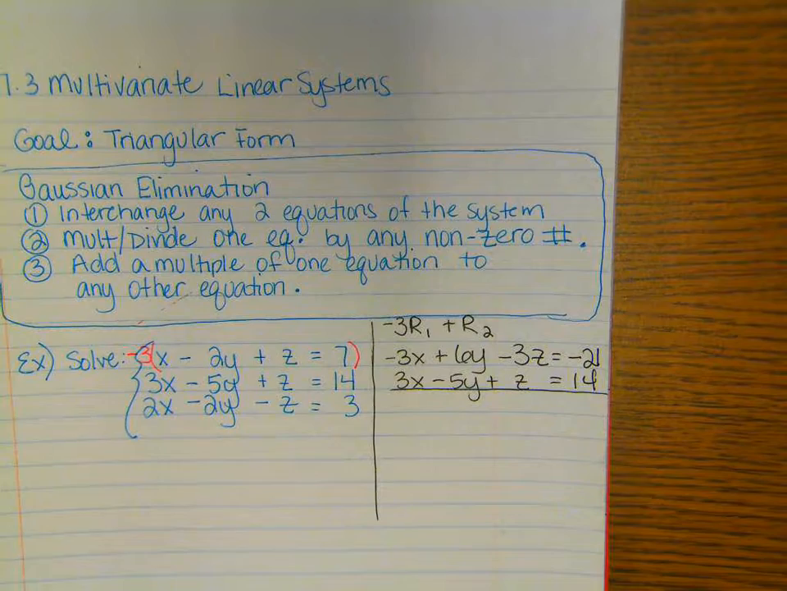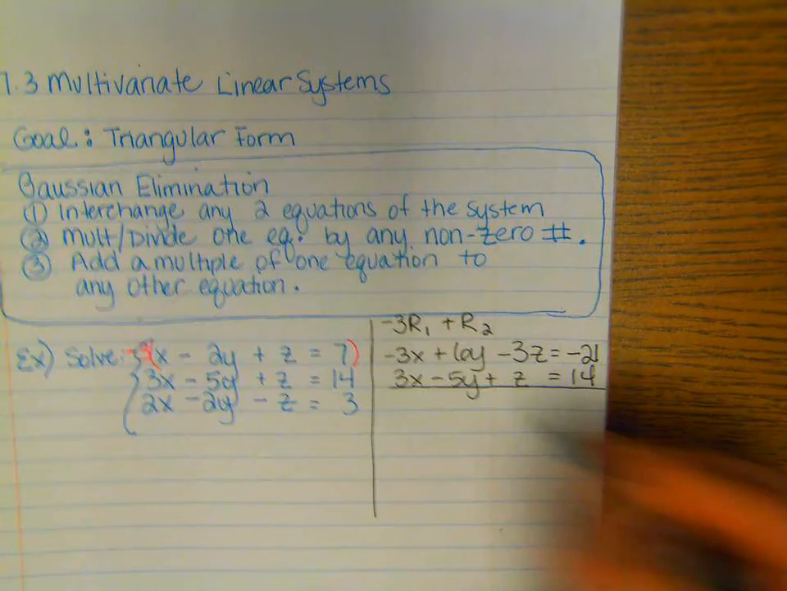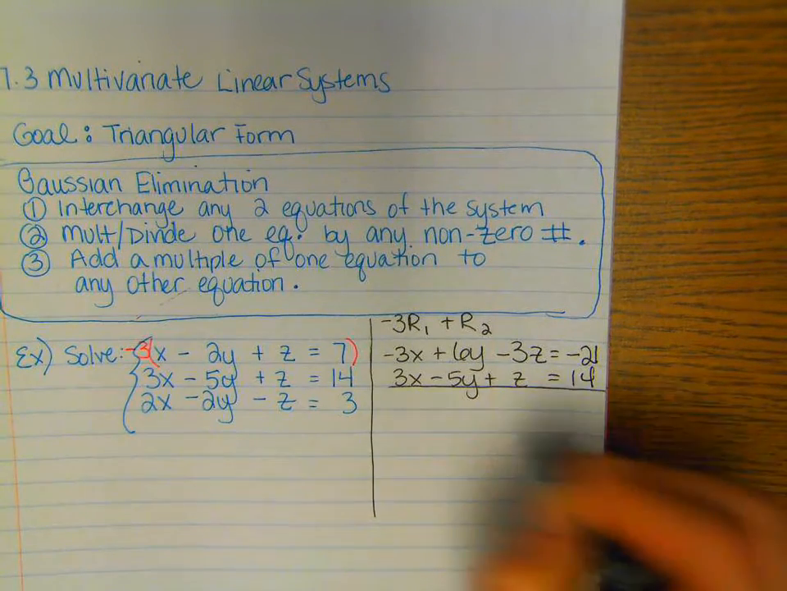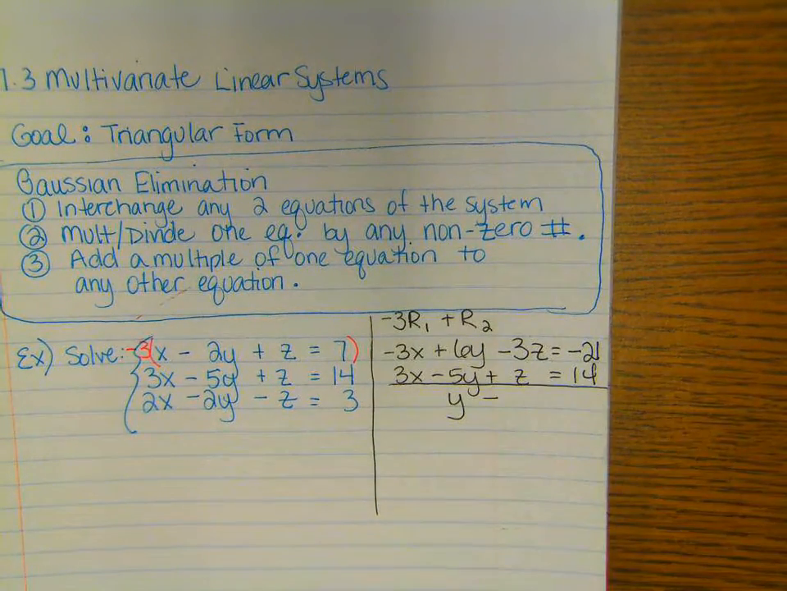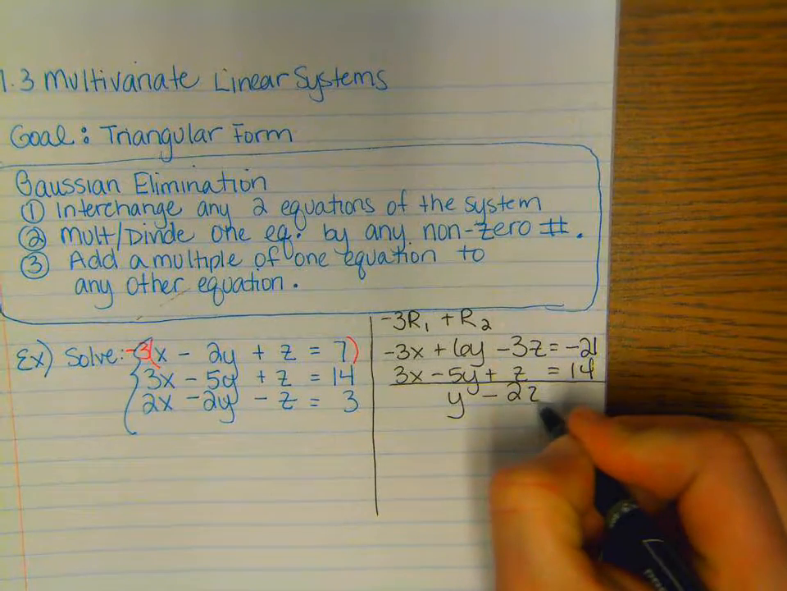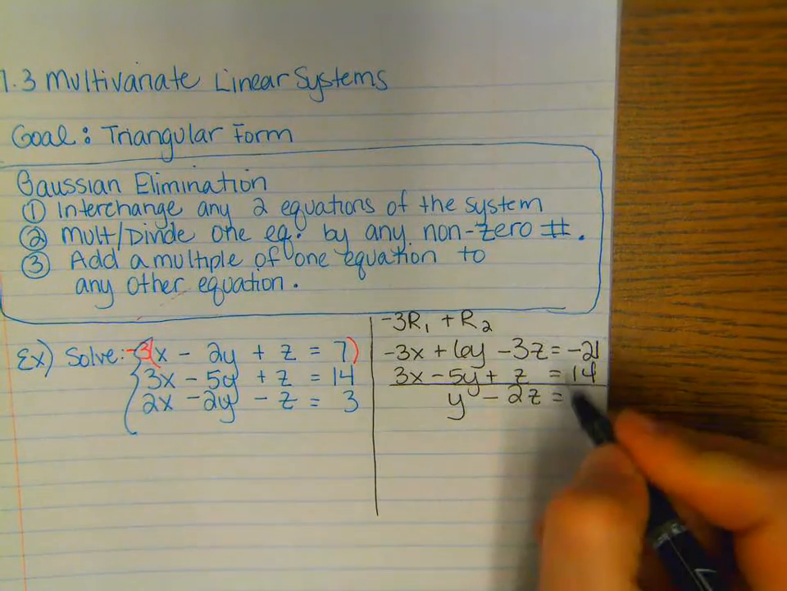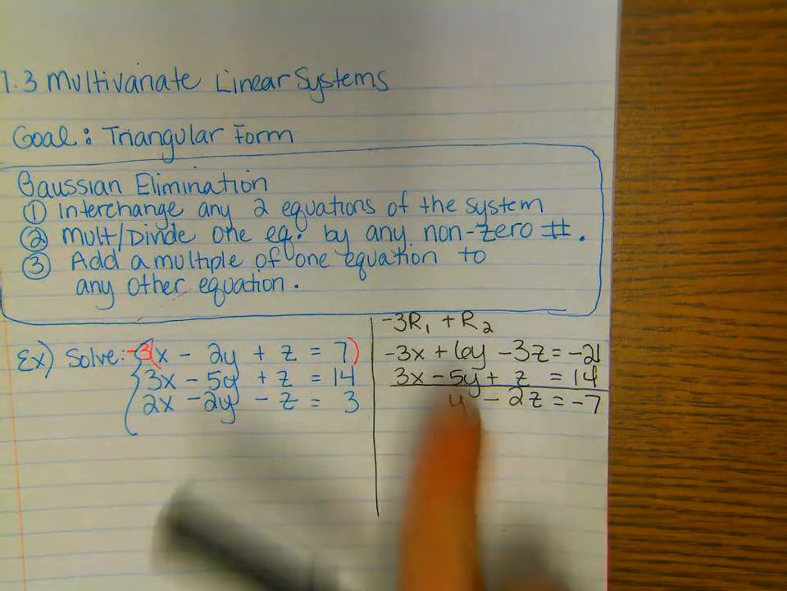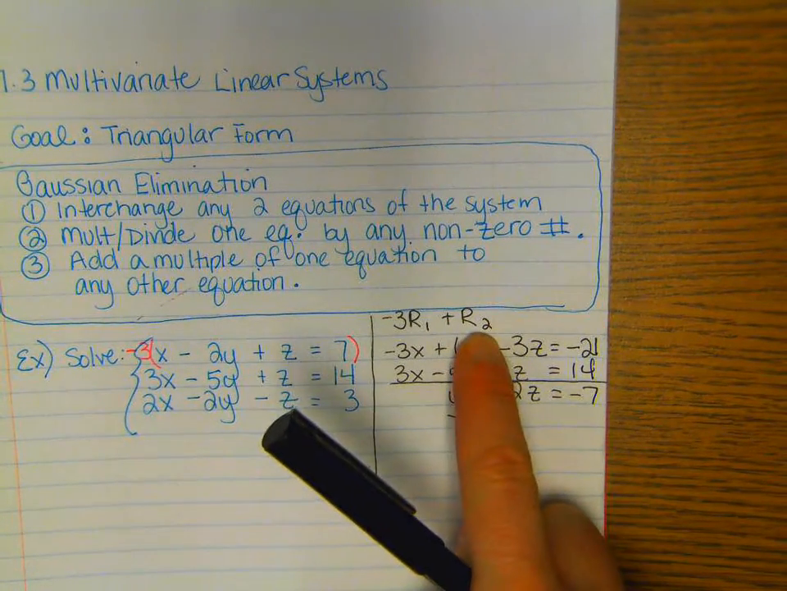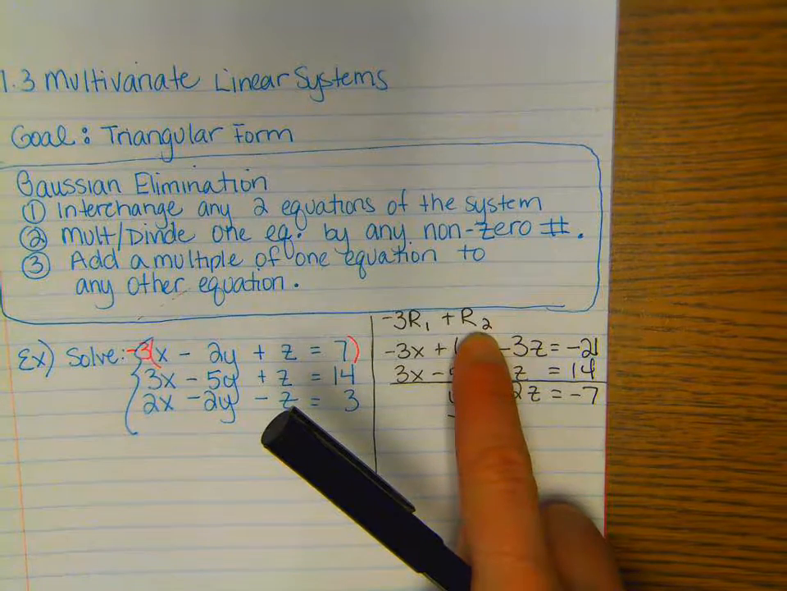y minus 2z equals negative 7. Since I just added it to row 2, I am going to put it in row 2's place. Remember how I said at any time you can interchange things? So this is going to be my new row 2.